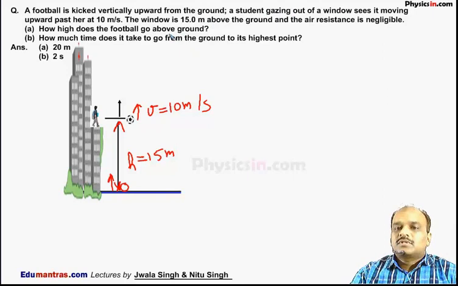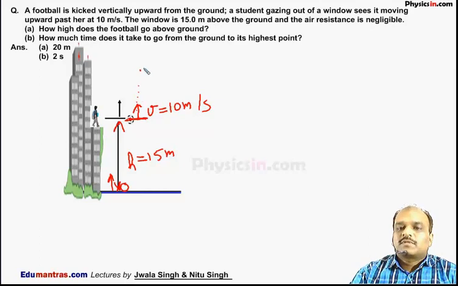The air resistance is neglected. We have to calculate how high the ball goes above the ground. At this instant the speed of the ball is 10 meters per second. Let's assume that the ball is moving upward for some time. Here the ball will stop, so the final velocity becomes 0. Let this height be h dash.